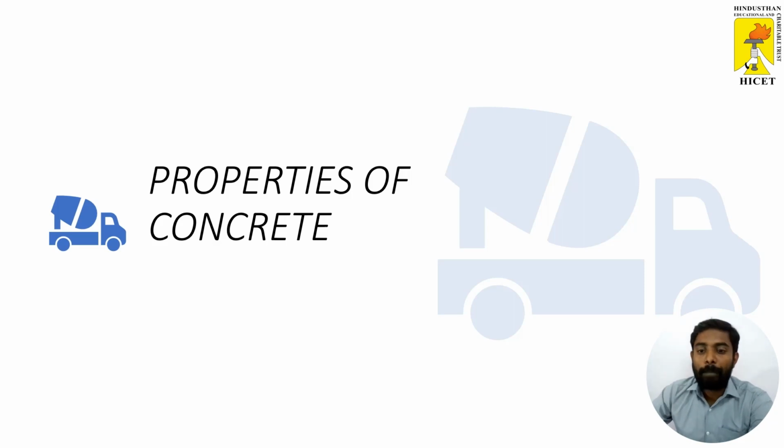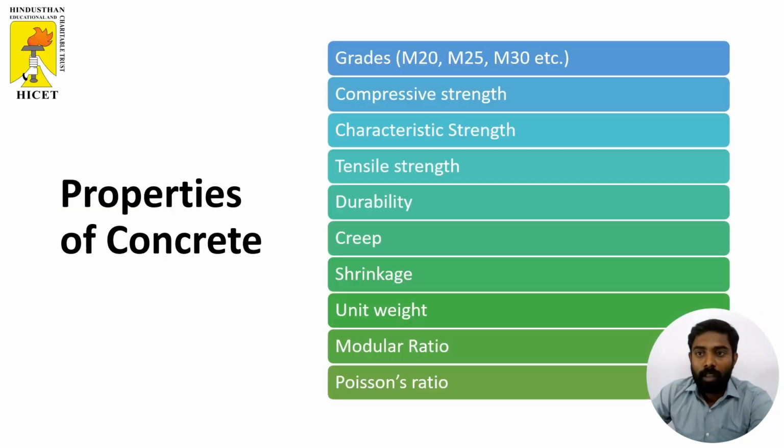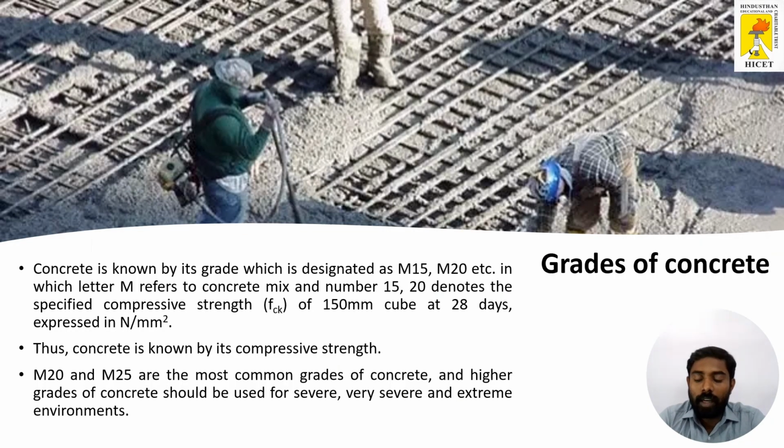We are going to see about the properties of concrete. The various properties of concrete include the grade, compressive strength, characteristic strength, tensile strength, durability, creep, shrinkage, unit weight, modular ratio, and also the Poisson's ratio. And the first property is the grade of concrete.